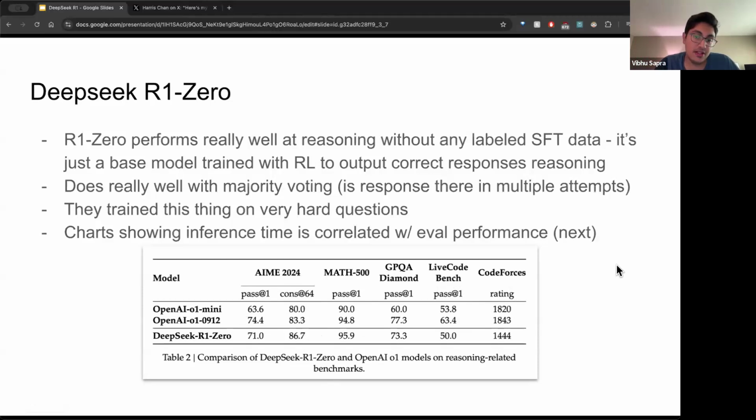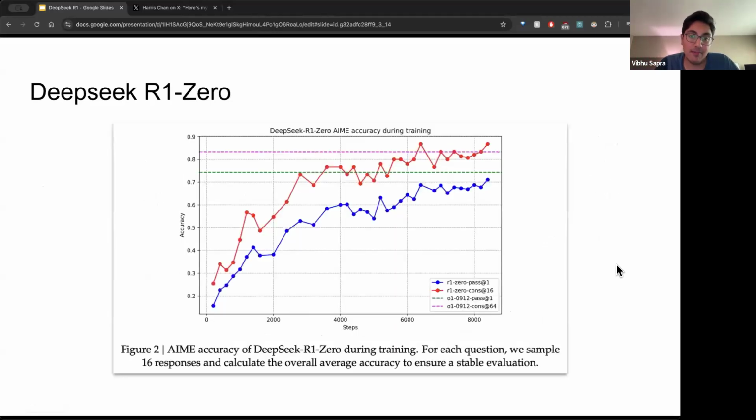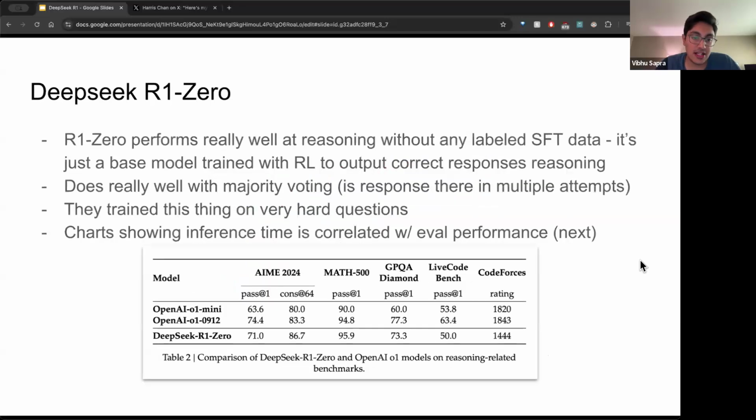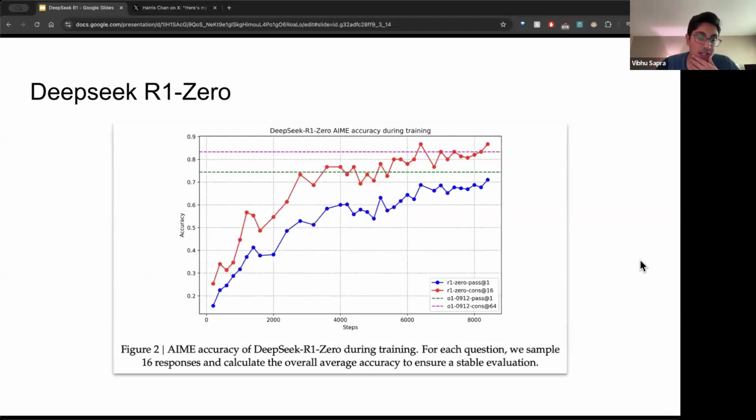The next few things were very interesting charts that came out of here. These charts show how their inference time is correlated with eval performance. This is what you start to see at scale. When they started to train this thing, it didn't work really well. You wonder, okay, why does this work now? This is basic RL, but at scale, we start to see these emergent capabilities. As you train for more and more steps, accuracy starts to go up too. For each question, we sample 16 responses, calculate the average, and see how it performs. The more steps you take, the better the performance is.